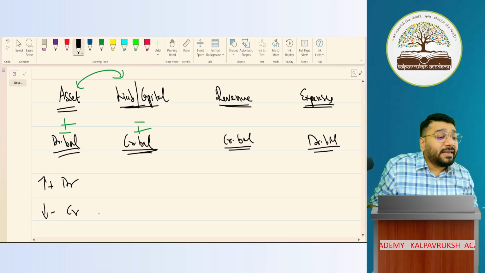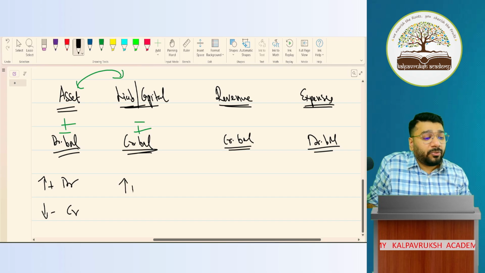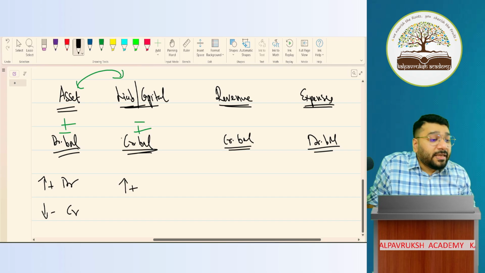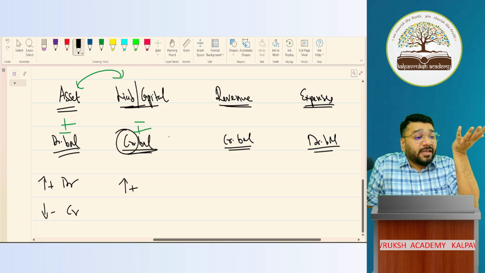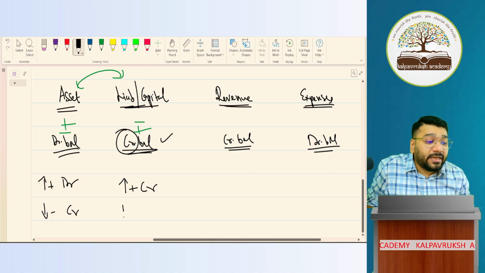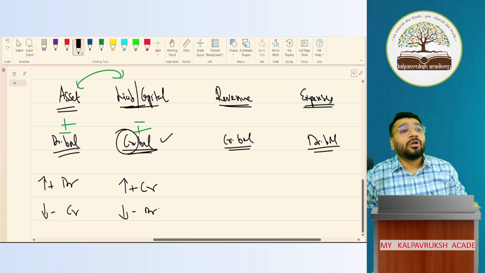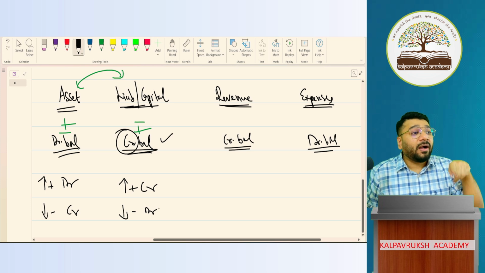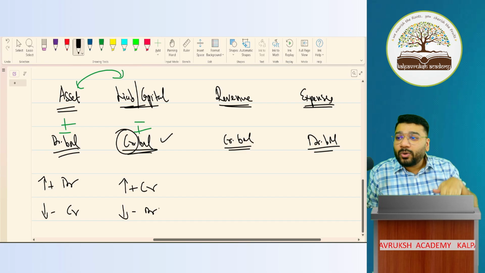Okay. So to increase liability, to increase capital, what am I supposed to do? Here the main balance nature is credit balance. To increase it, I have to give credit only. And to decrease it, debit. Any problem? So everything is from what point of view? Look at the arrow mark. Upward arrow means increase, downward arrow means decrease.